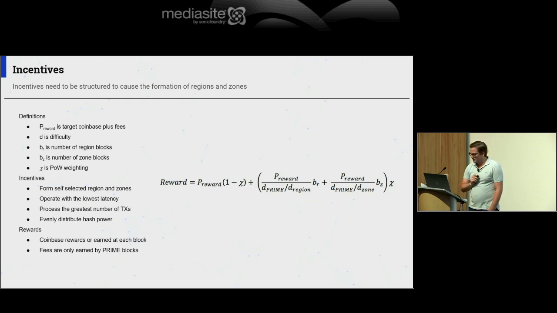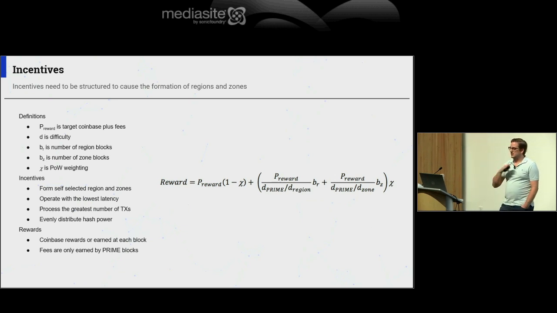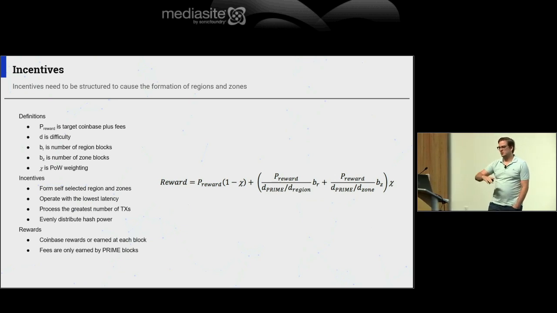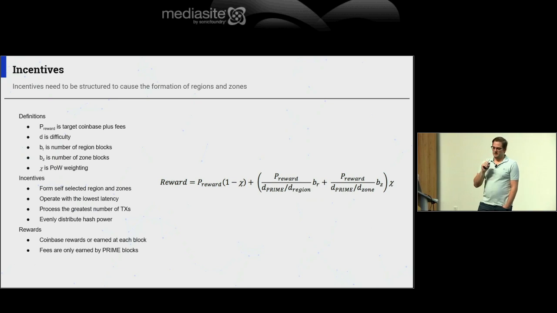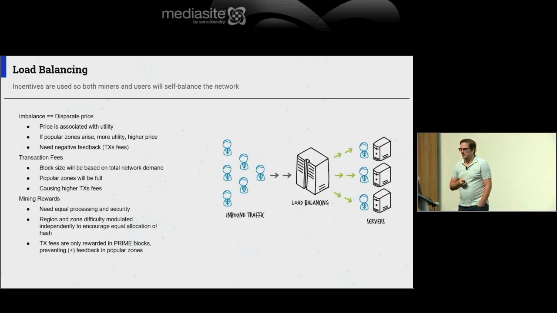So just on the rewards, Coinbase rewards would be earned in each of the blocks, whereas fees would be pushed into prime blocks to prevent miners from piling hash power into a popular zone. And so that gets us into the concept of load balancing.